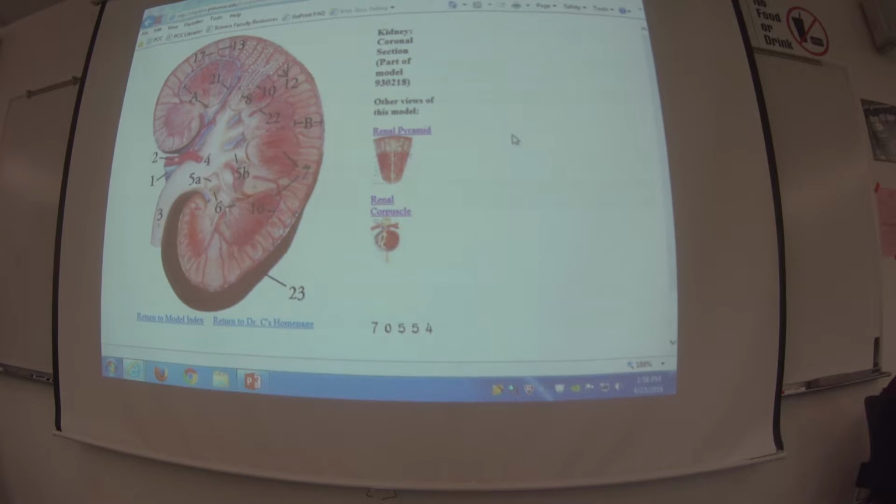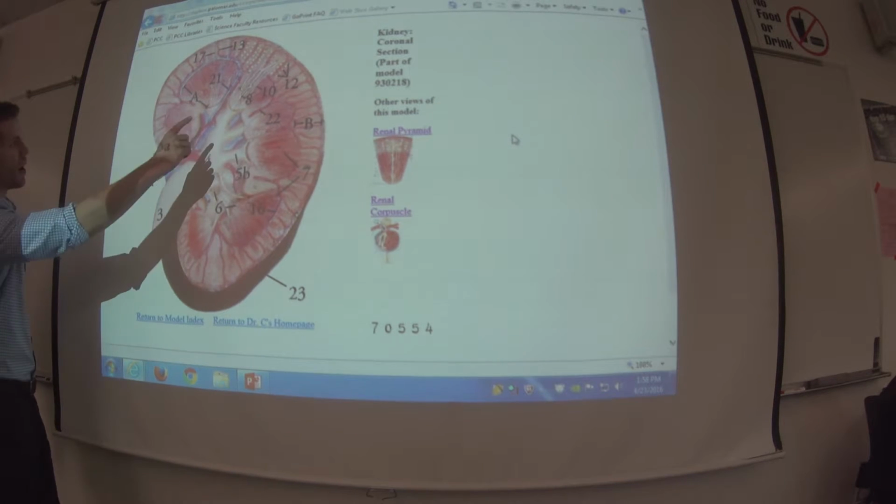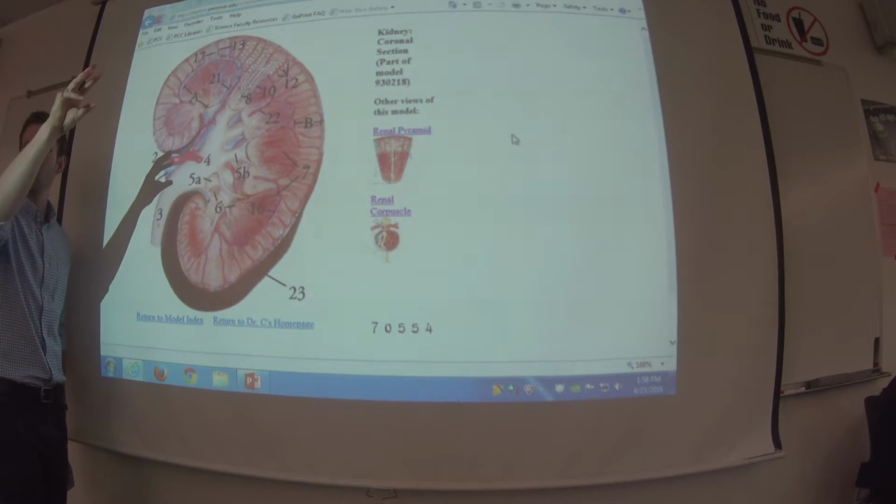Can you show the minor and major again? So minor is actually kind of suctioned onto the papilla.